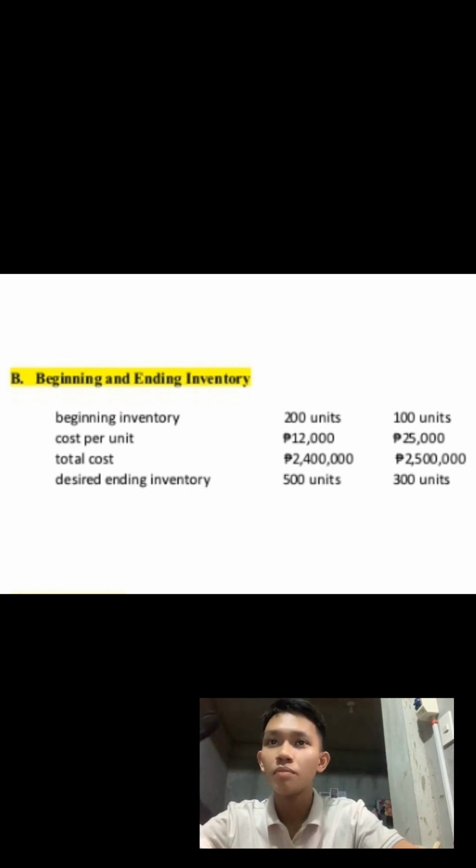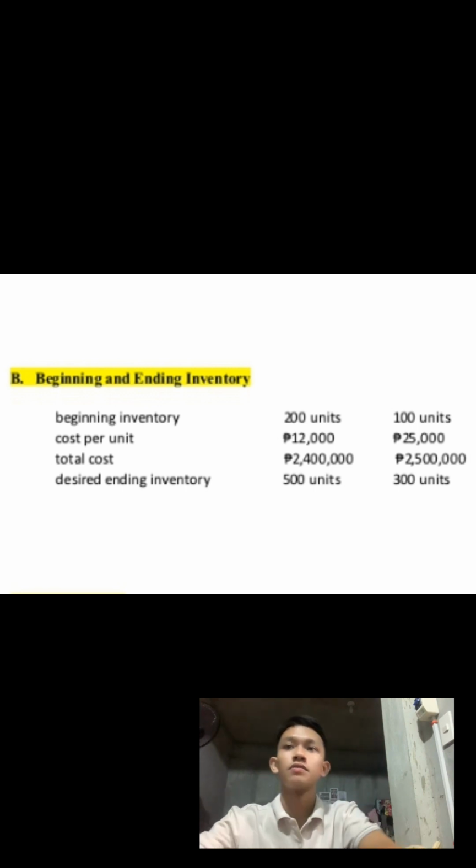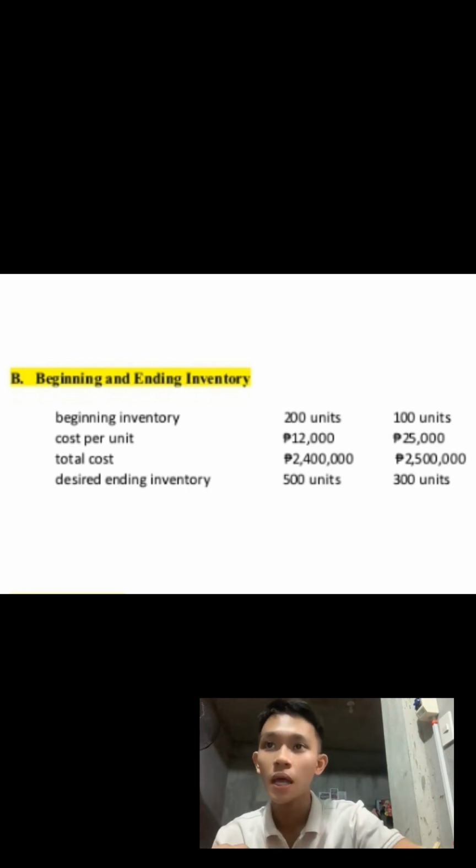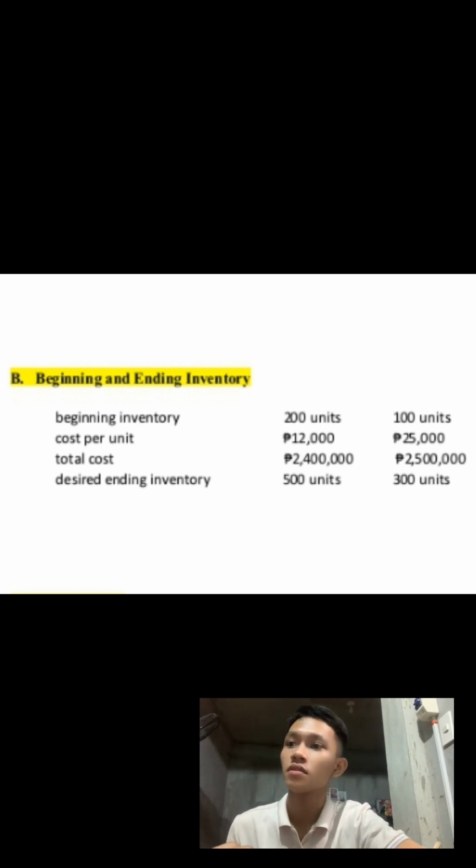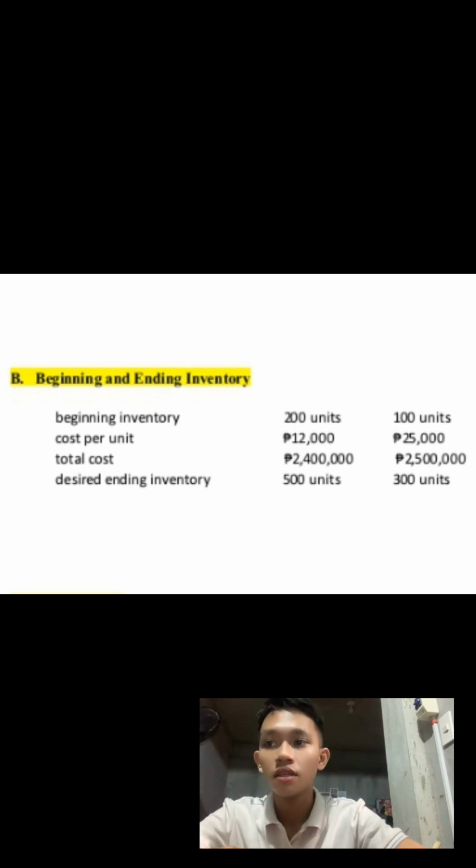And the beginning inventory of Eagle Pro, we have 100 units and their cost per unit is 25,000, and the total will be 2,500,000. And the desired ending inventory that has 10% of the estimated sales volume will be 300 units.